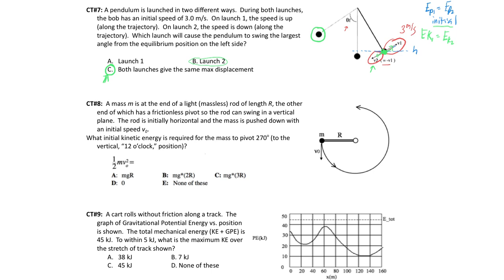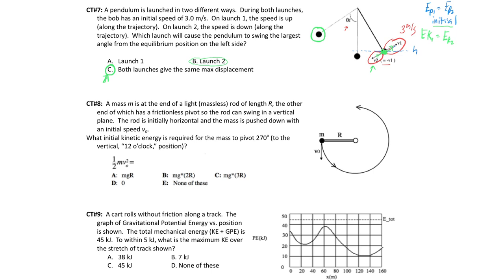Okay, awesome. Let's look at concept test number 8. A mass M is at the end of a light massless rod of length r, the other end of which has a frictionless pivot so that the rod can swing in a vertical plane. So it's swinging just like, this is a side view. We're seeing the rod swing down, kind of like a pendulum, but in this case, it's going to swing all the way up to the top.